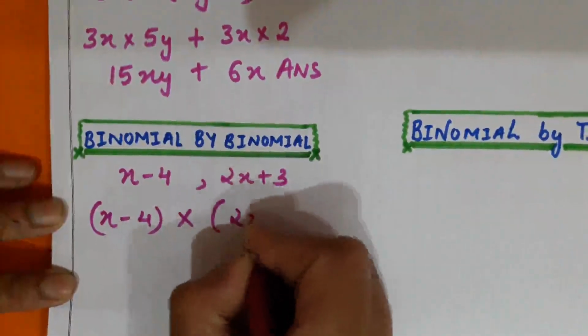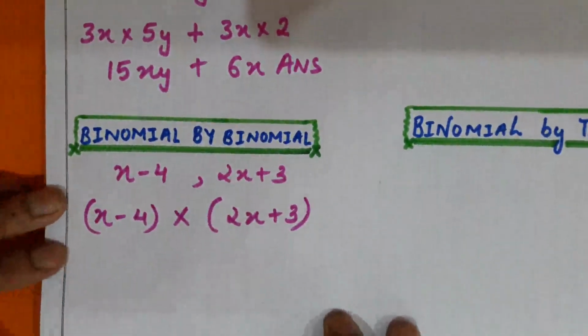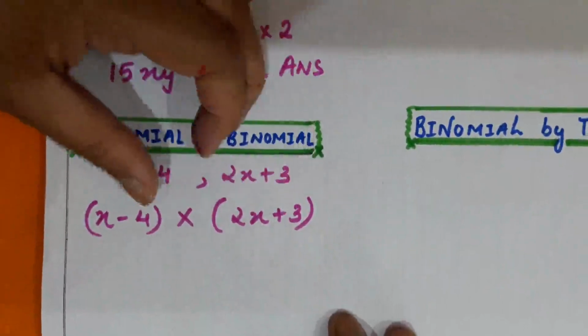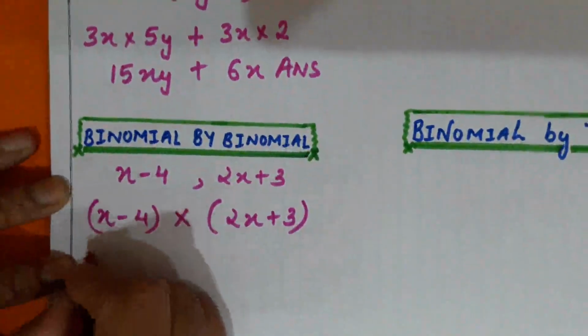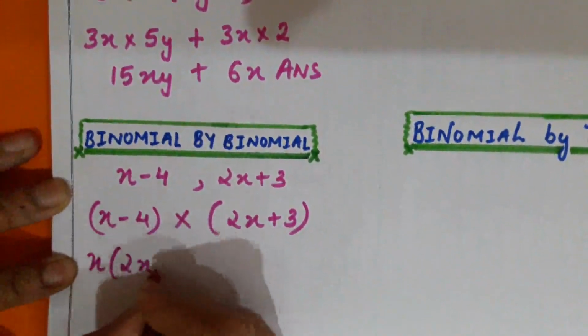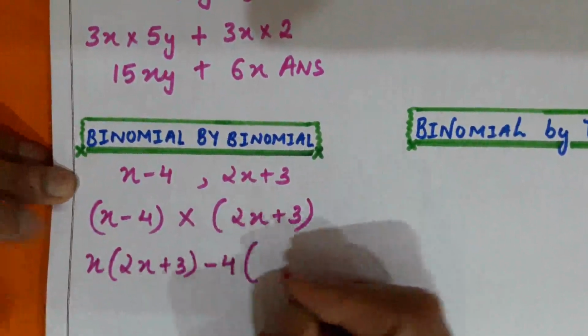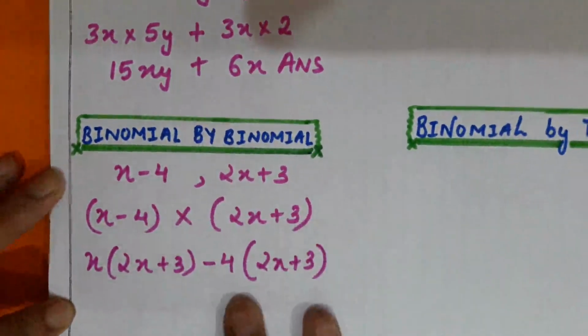I am putting both binomial terms inside the bracket. So in this way you can easily represent. Now this x is going to multiply by 2x plus 3, and this minus 4 is going to multiply this 2x plus 3. So x is multiplied by 2x plus 3. Now this minus sign is kept in between 2x plus 3. So in this way you can represent.